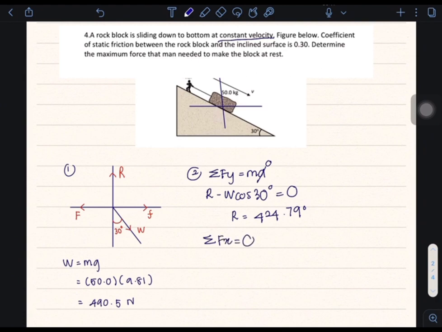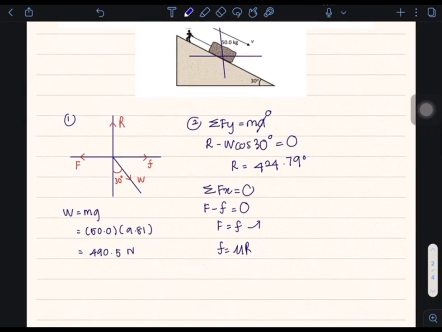For the x component, the total x component is equals to 0. And then we know that the Fx component consists of force minus friction equals to 0. So we will get F equals to friction. We can find the force value by finding the friction value. We know that the friction is equals to mu R. Then we just substitute the value, and we will get mu equals to 0.30 multiplied by 424.79. And then we will get the final value is equals to 127.44 Newton.